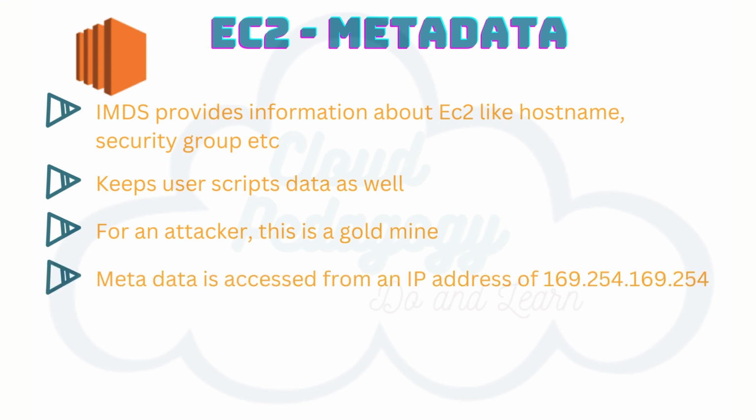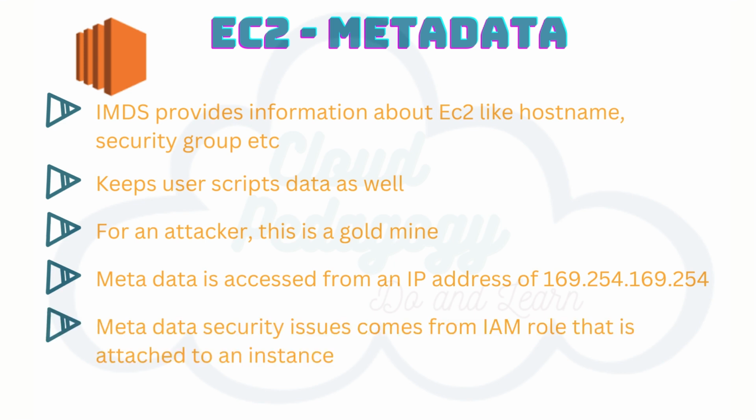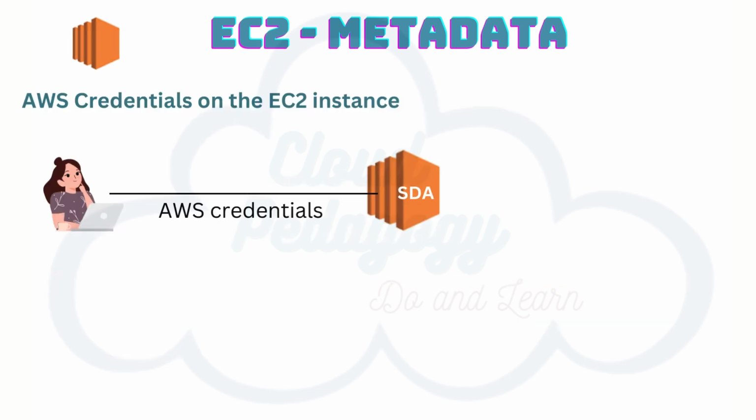The IMDS exposes this instance metadata through a special link-local IP address of 169.254.169.254. Hence, only code running on the instance would be able to access the metadata. Securing IMDS becomes critical due to its ability to access the AWS access credentials from the IAM role attached to that instance. So how do AWS credentials work on an EC2 instance?